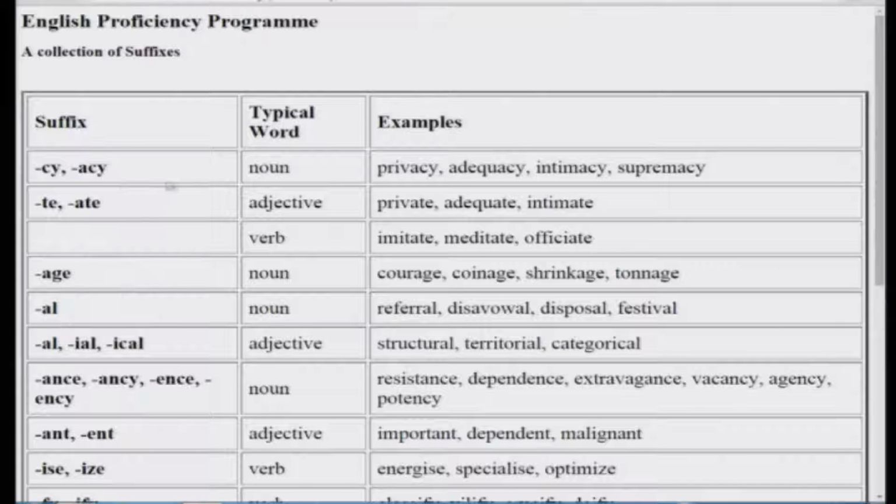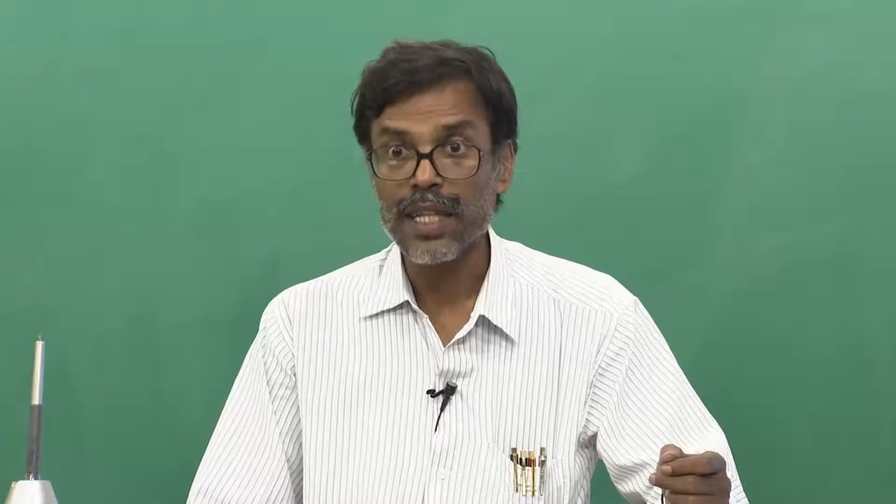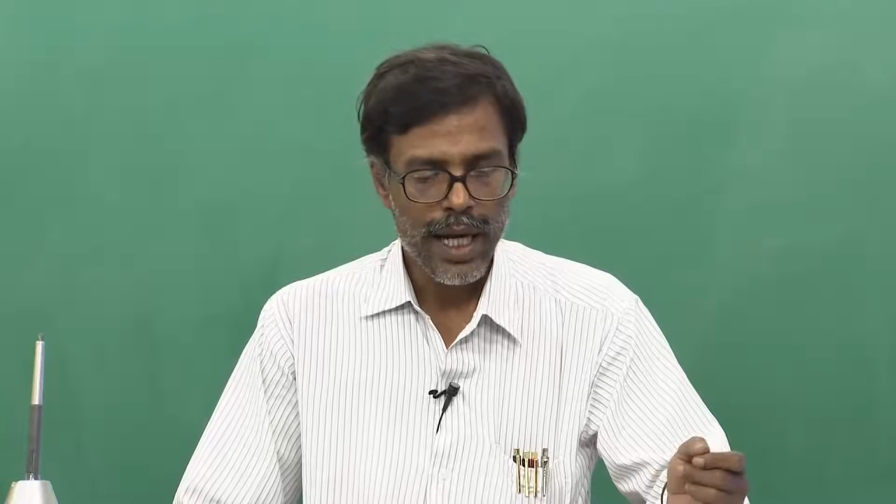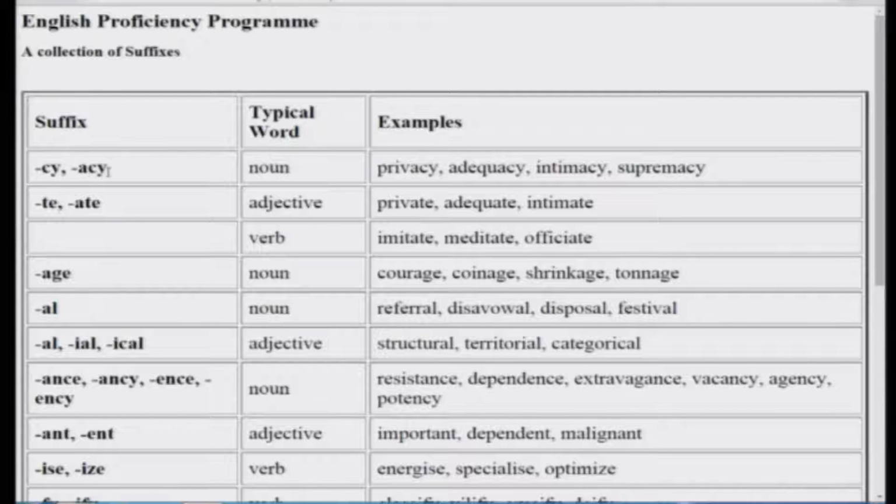and the result of the addition of this suffix is typically the formation of a noun, showing action or quality or state, position, etc. Examples: privacy, adequacy, intimacy, supremacy. These are all quite well known words, but similarly you can also combine and derive and figure out some less well known words also, and that is the advantage. In place of CY or ACY, if you have TE or ATE, then the corresponding adjectives you find: private, adequate, intimate, and so on.